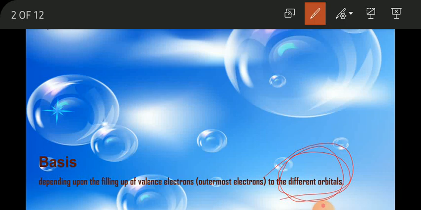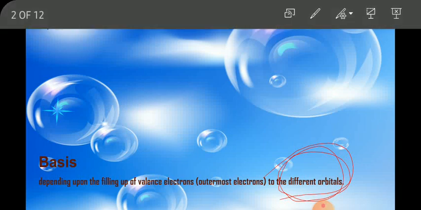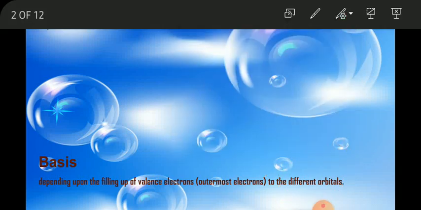If the valence electron, last electron, outermost electron, enters into s orbital, s block. If it enters into p orbital, p block, d orbital, d block. So based upon that parameter, the elements are classified into how many blocks? 4 blocks. Okay, so we'll study the salient features of this classification in today's class. Clear? Okay, fine.